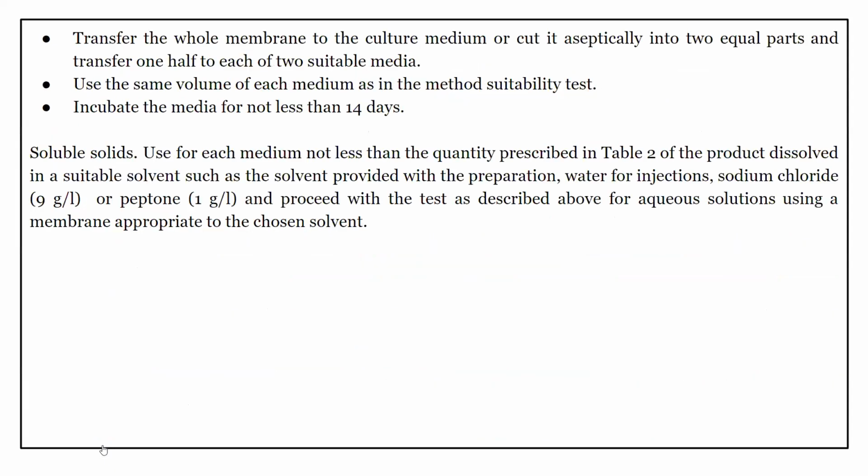Next is transfer the whole membrane to the culture medium. So after washing, the entire membrane itself is put into the culture medium, or you can cut the filtration medium into 2 equal halves aseptically and insert one half into one medium, maybe fluid thioglycolate medium, and the other half into the other medium, which is soybean casein digest medium. Use the same volume of each medium as in the method suitability test. So you are going to use the volume for each fluid thioglycolate and soybean casein digest medium that you used for the suitability test, and incubate for not less than 14 days.